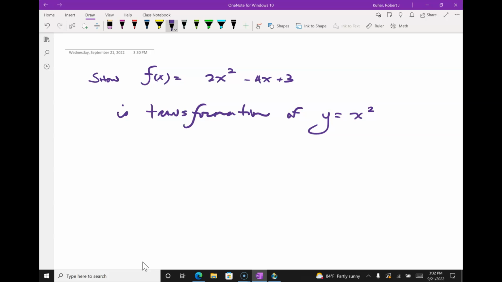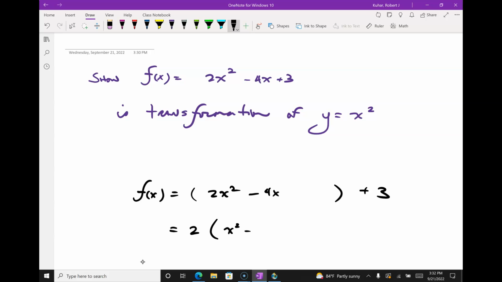All right. So what's my process? What's the first step? Do you remember? Group, right? Group, yes? Group the first two terms together, the x terms, right? Leave the constant outside. Factor the leading coefficient if it's not 1. What is my leading coefficient? 2. Factor it out. So what do I get now? x squared minus 2x. Yes? You with me?